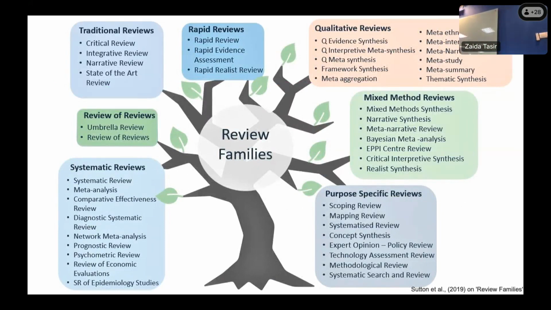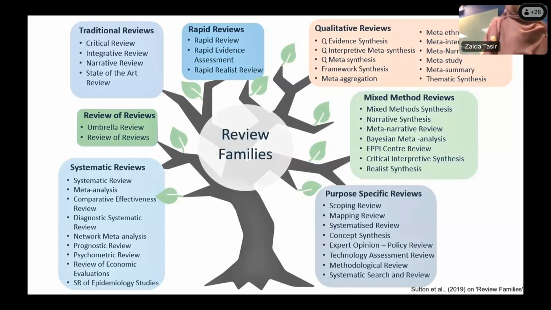It depends. This is the review families by Sutton 2019. So you can see that a review can fall under systematic review. It can also fall into review of review. What does it mean, review of review? Maybe you collect all the systematic literature review articles, then you start to review them back. You are doing a review on the existing systematic literature review articles. You can do that. Okay.